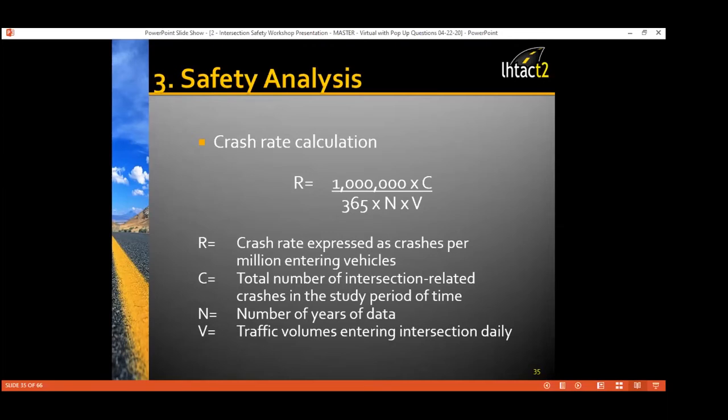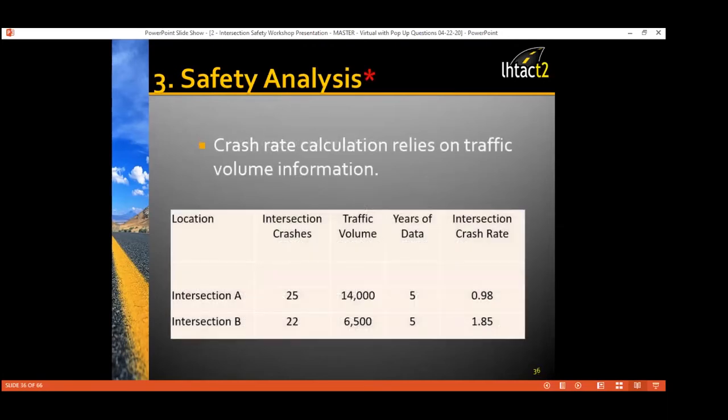So anyway, as we crank through this and go back and look at our two intersections, this example shows the two intersections have approximately the same number of crashes. Intersection A has 25 crashes, intersection B has 22 crashes. By factoring in traffic volume, or exposure, we're going to determine a crash rate. And the calculation indicates that intersection B may be a more promising roadway to prioritize for safety improvements due to its higher intersection crash rate, measured as crashes per million vehicles entering the intersection. And that's the way the formula works out.